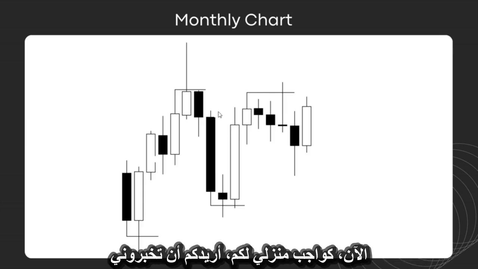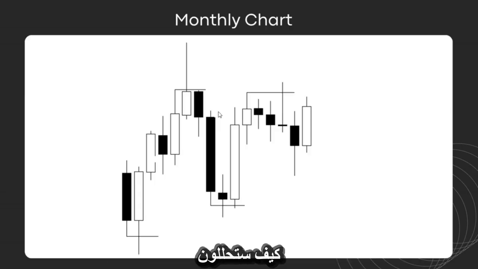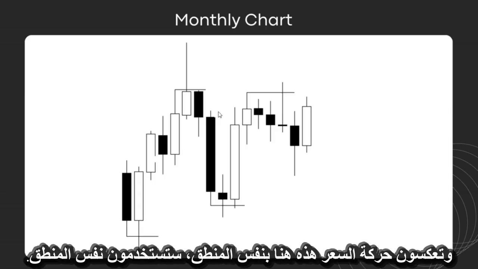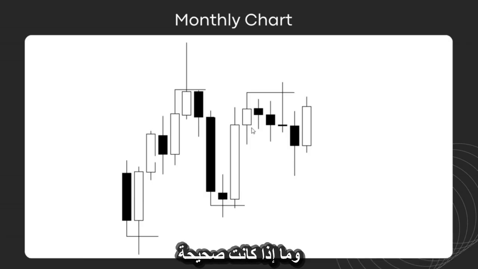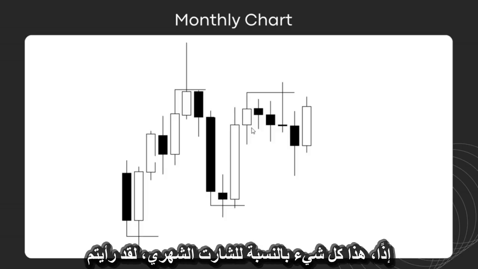Now, as homework for you, I want you to tell me how you would analyze and reverse this price action right here with the same logic. You're going to use the same logic and make sure to send it to me, and I'll give you my feedback on whether it's correct or wrong, right? So that was it for the monthly chart.